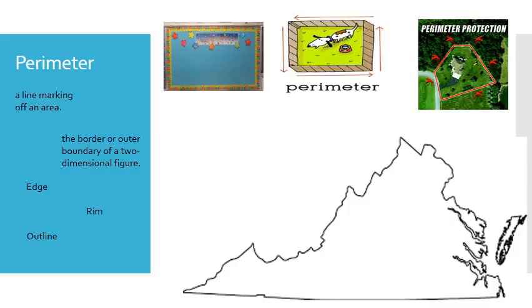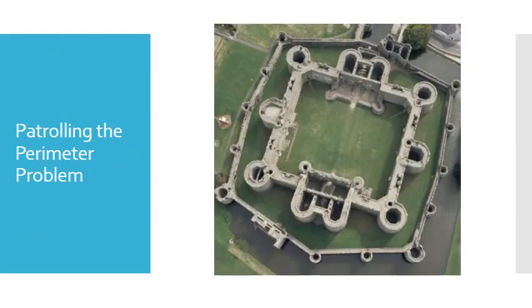You could actually practice finding the perimeter of either your desk or your computer screen by running your finger along the outside edge. Now that we understand what perimeter is, or at least how to find it, we can put it in the context of a problem. Imagine that you are a soldier living at this castle 1,000 years ago in Europe, and it's your job every night to patrol the perimeter of the castle, making sure its borders are secure.